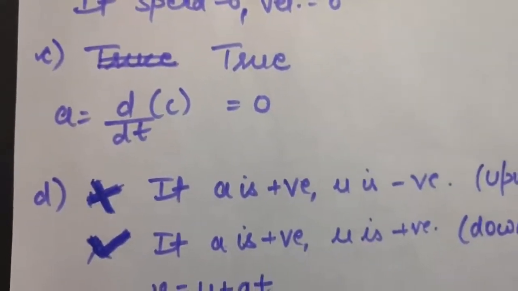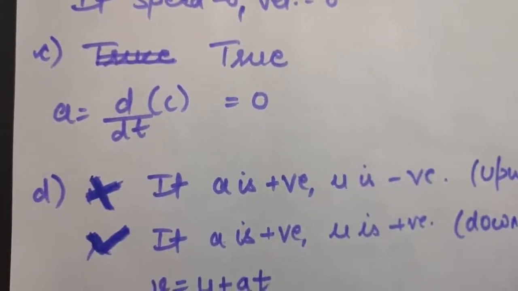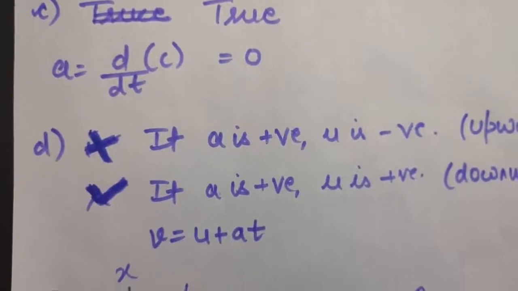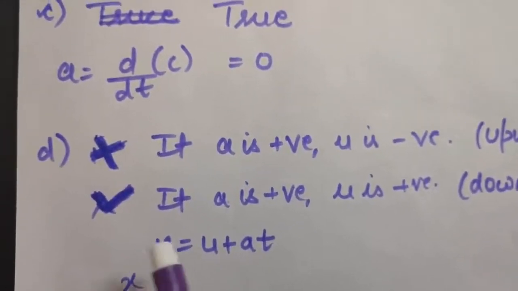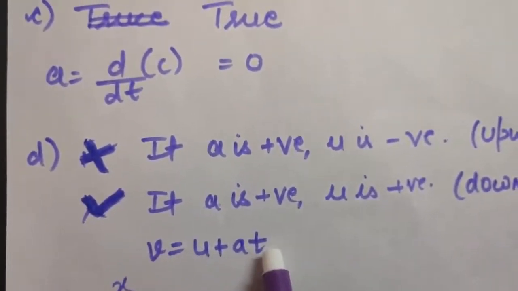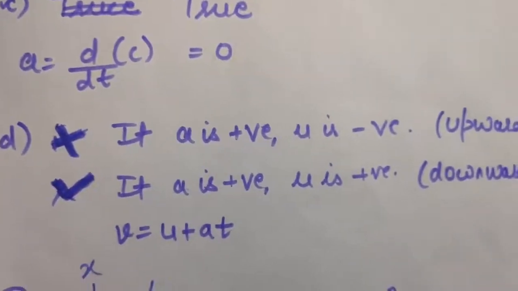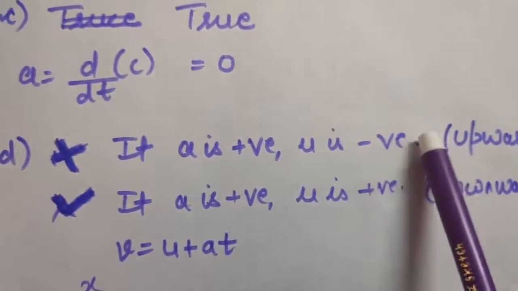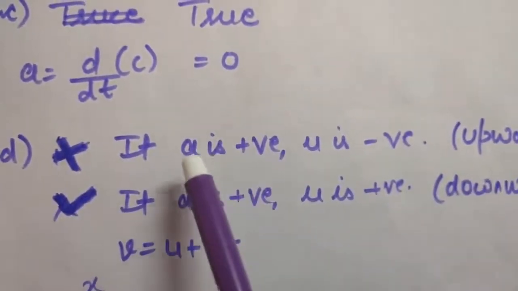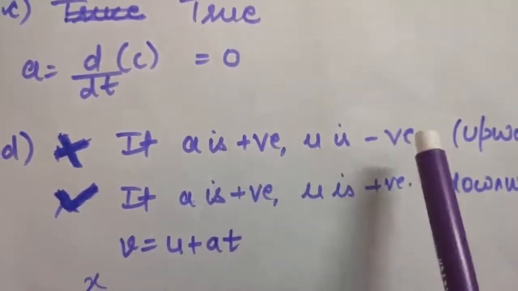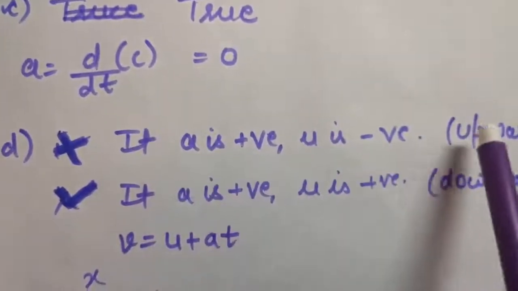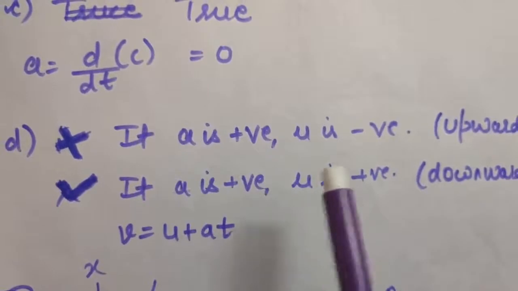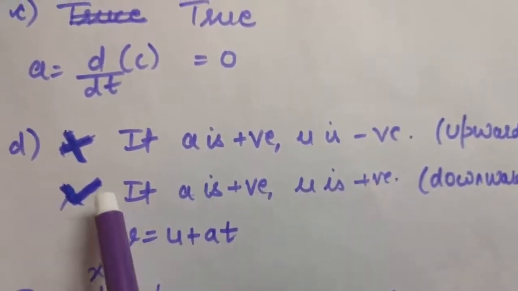Okay, so the D part says, an object with positive value of acceleration must be speeding up. See, this statement depends. So now you know v is equal to u plus at. Suppose I am taking upward motion of the ball and downward motion of the ball. In upward motion of the ball, if a is positive and u is negative, then this will not be valid. And in downward motion of the ball, if a is positive and u is also positive, then it will be valid.